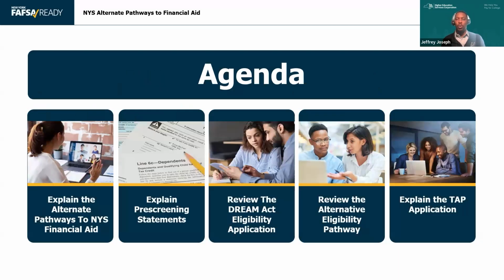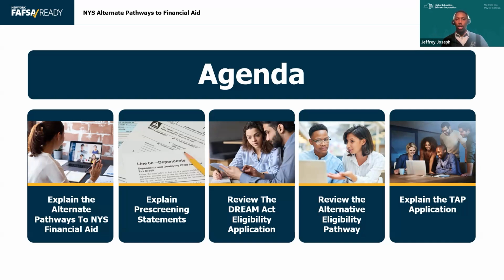So today, as we go through it, we're going to do a couple of different things. First, we're going to explain the alternate pathways to New York State financial aid. We're also going to explain some new features, like pre-screening statements that students will have to select before they apply for alternate pathways. Then we'll review the eligibility applications for both the DREAM Act and the alternate eligibility pathway. And then we're going to walk through the TAP application from this perspective.